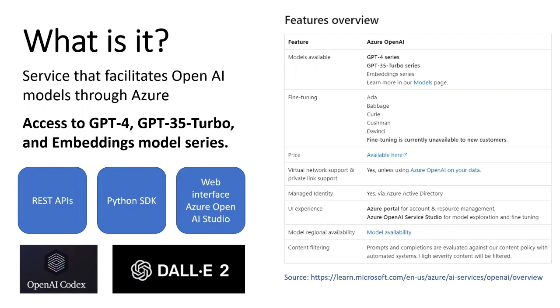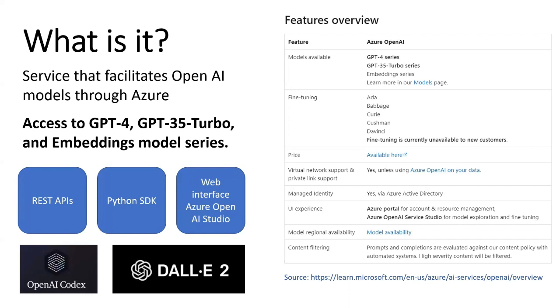We can use this in three ways. We can use it through REST APIs, with the Python SDK, as well as the web interface, which is Azure OpenAI Studio. And not only OpenAI's language models, we can also use Codex for code generation, as well as DALL-E 2 for text-to-image generation through this Azure integration of OpenAI.